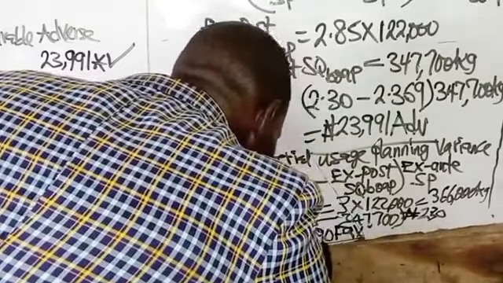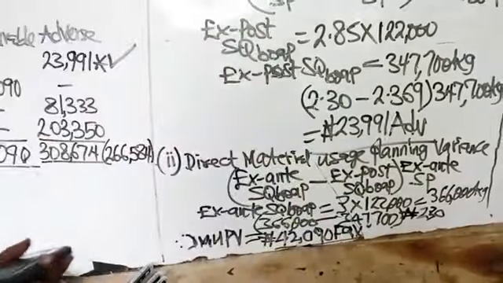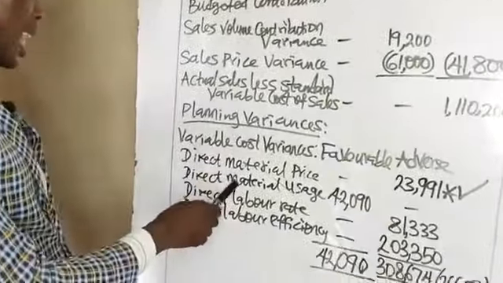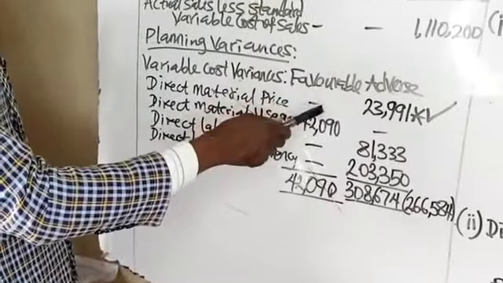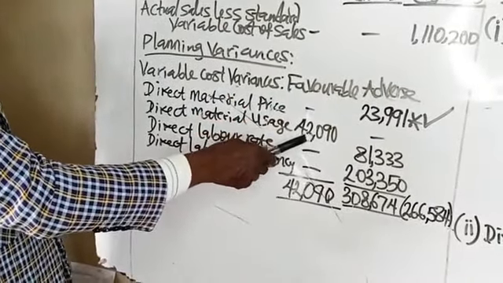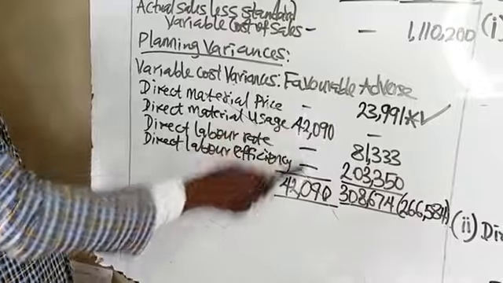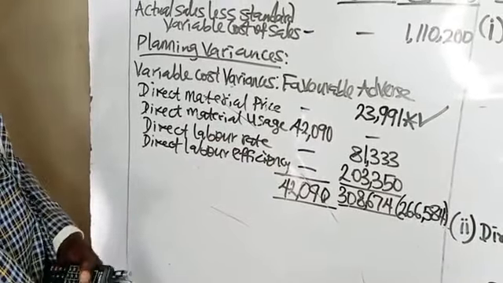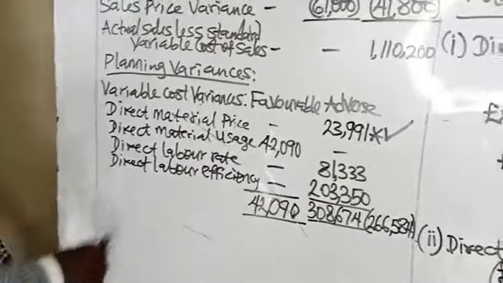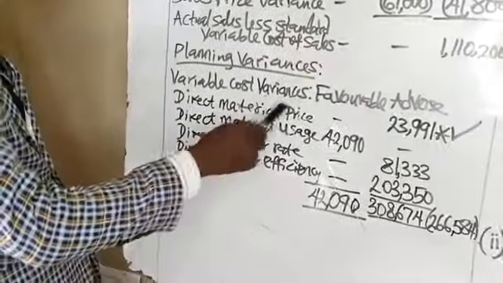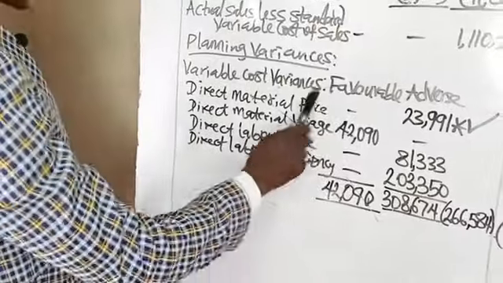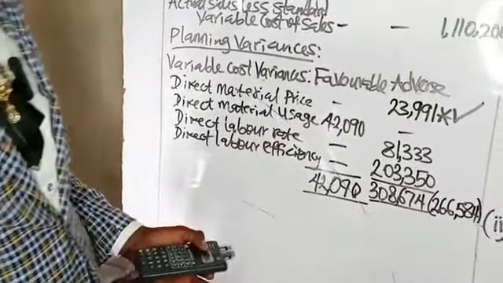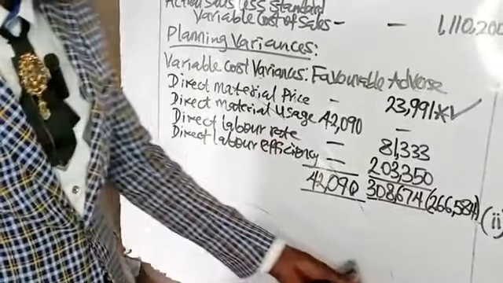So now let's compare it with the figure given in the question. You have direct material usage planning variance, which is a favorable variance of 42,090, which agrees with the figure given in the question. Now, the next item we want to compute is direct labor rate planning variance. Let's compute direct labor rate planning variance.